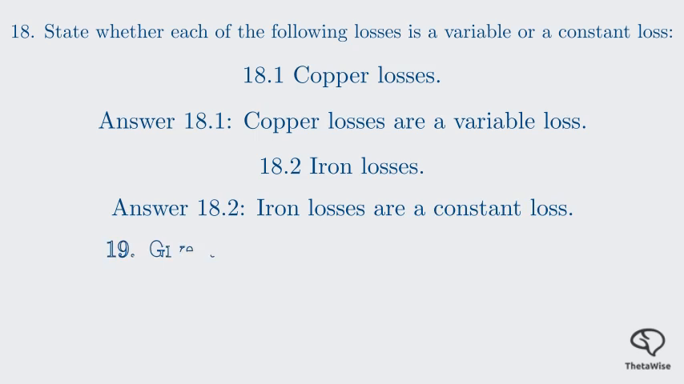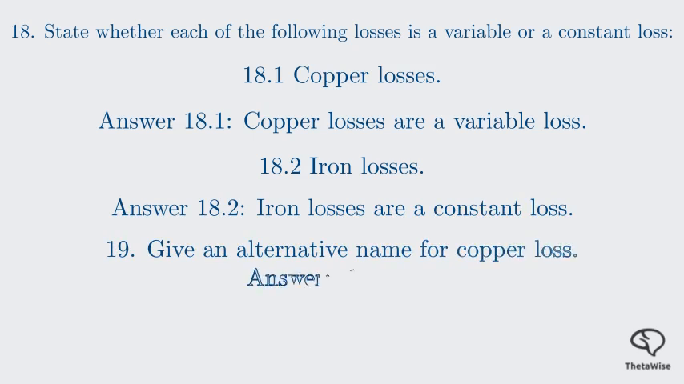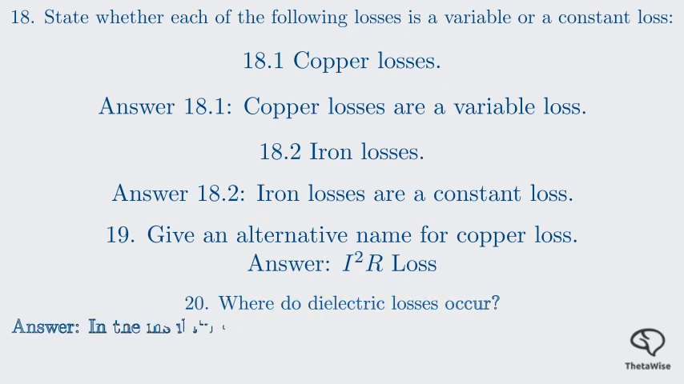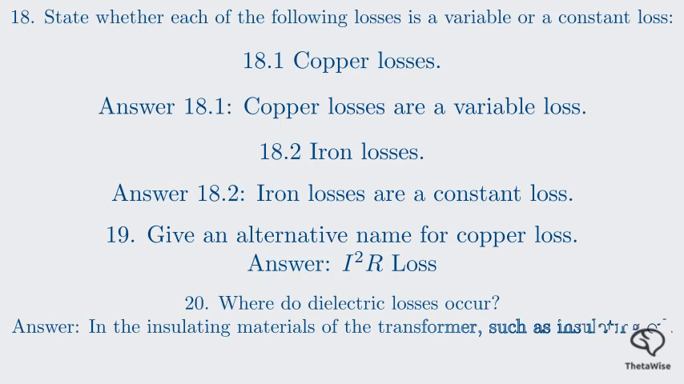Question 19 asks for another name for copper loss. The answer is I²R loss. It's called this because the formula for power dissipated in a resistor is P equals I²R. Finally, question 20 asks where dielectric losses occur. Dielectric losses are caused by the breakdown of insulating materials when subjected to a high alternating electric field. In a transformer, these occur in the insulating oil, the insulating paper and varnish of the windings, and the bushings. These losses contribute to heating and reduce efficiency, especially in high-voltage transformers.